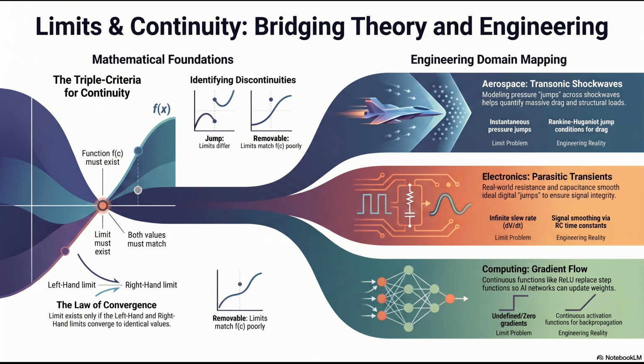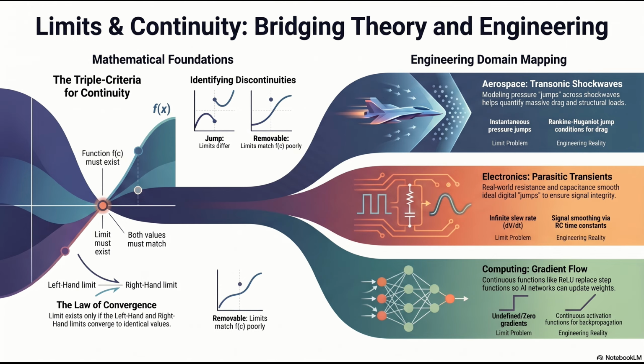Oh, a huge problem. Because if you have an ideal switch that turns on at exactly time 0, the left-hand limit, like at the microsecond before you hit the switch, is 0 volts. Right. The right-hand limit, the microsecond after, is 5 volts. Because the jump is instantaneous, the limit simply does not exist. In calculus terms, the derivative, which is the rate of change with respect to time, is infinite. It's an infinite slew rate.